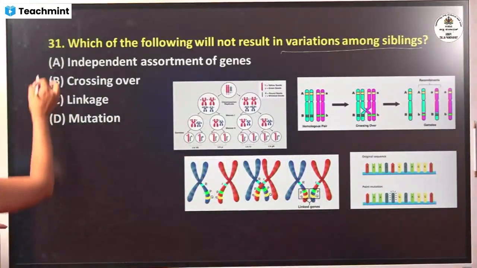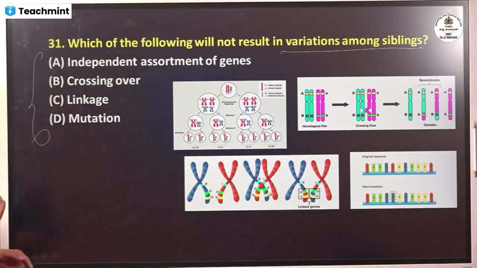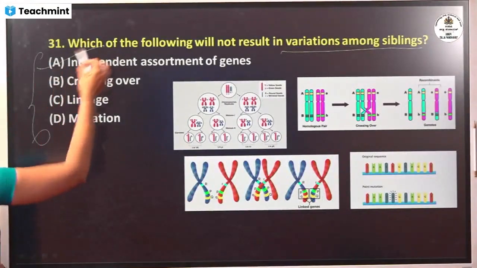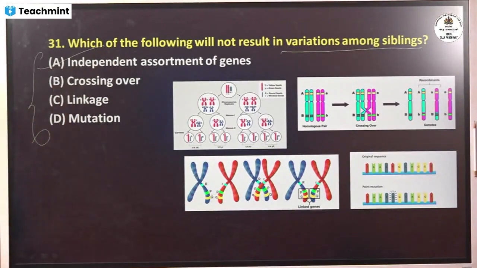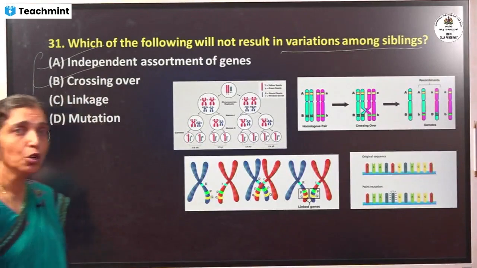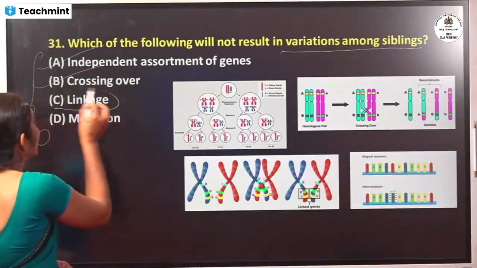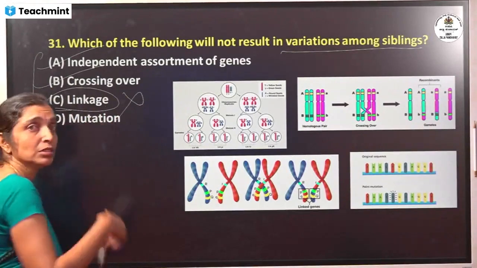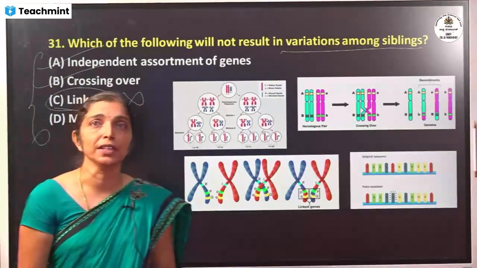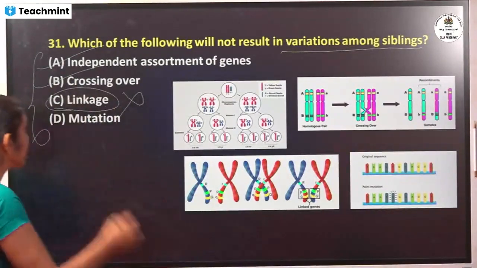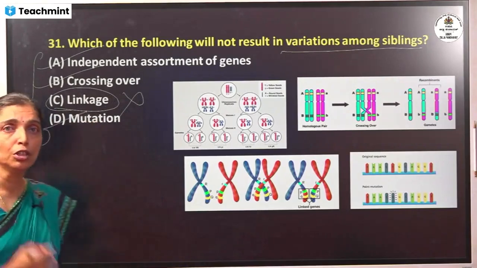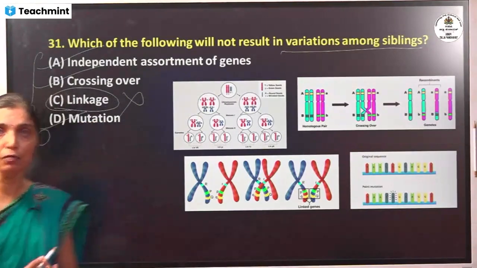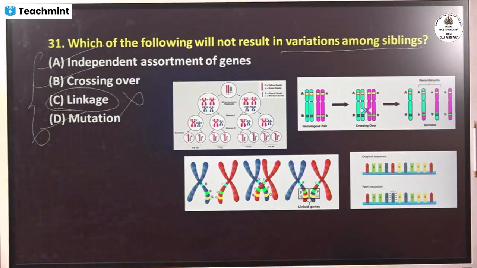So among these 4, which one is not going to lead to variations? Definitely independent assortment of genes will lead to variations. Crossing over that is seen during meiosis is going to lead to variations. Linkage is not going to contribute towards the variations among the siblings, but mutation is also going to contribute towards your variations. So among the 4, the right option is C, linkage.